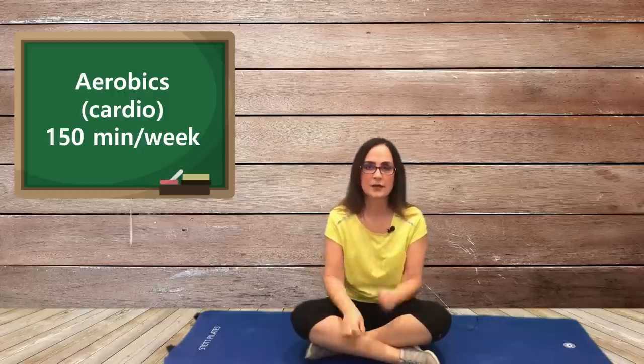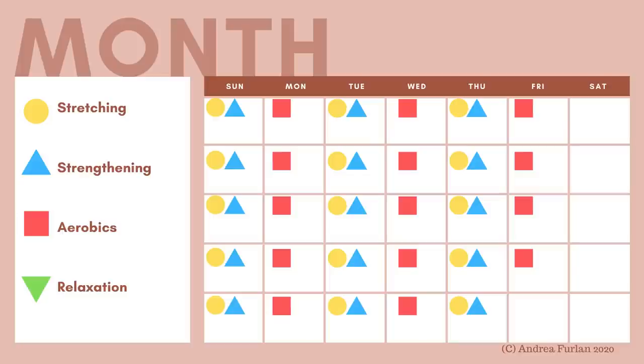We have to do the aerobic exercises, and that may include walking, running, jogging, biking, swimming, dancing. And I recommend that people do moderate to vigorous aerobic exercises or cardio exercises at least 150 minutes a week. That can be like 3 sessions of 50 minutes each time. And you can alternate. You don't need to do the aerobic exercise the same days that you do your stretching and strengthening routine. And don't forget the relaxation exercises.